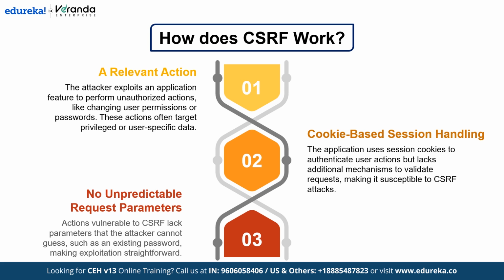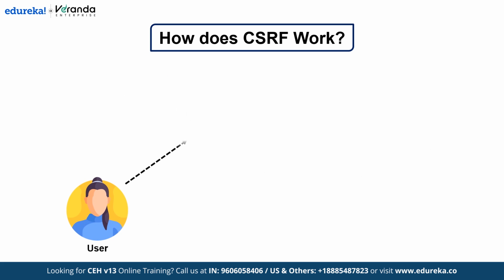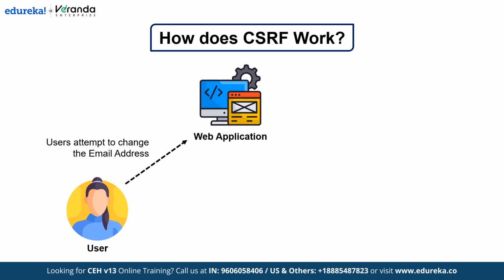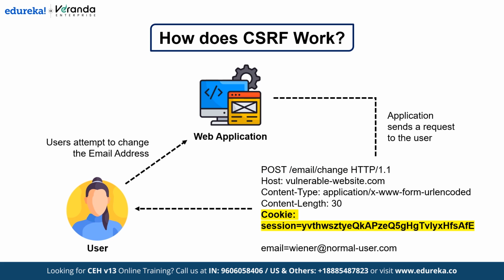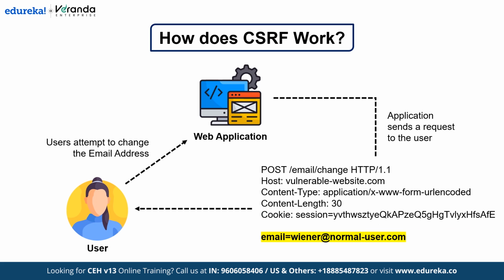Alright, let's take a look at how a CSRF attack works with an example. Imagine there's an application that lets a user change their email address. Here's the request that the app might send when the user tries to update their email. Now, this request meets all the conditions for a CSRF attack. Here, the action, changing the email address, is something an attacker would want to perform. Next, the app uses session cookies to identify the user without any additional tokens or checks to secure the session. Then, the attacker can easily guess the values needed for this request.